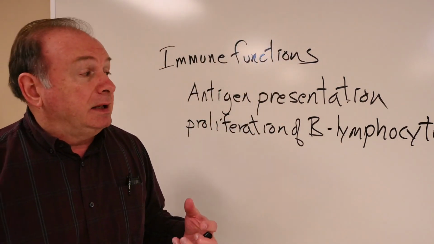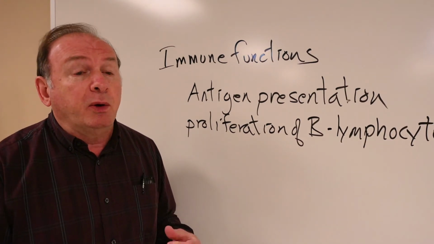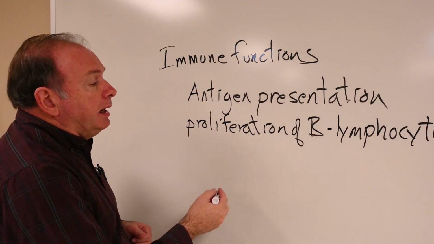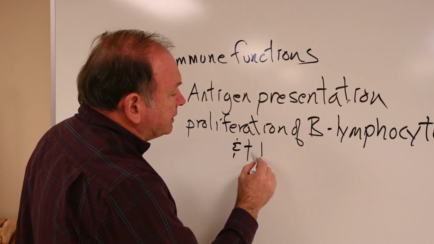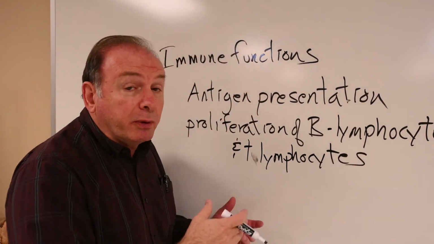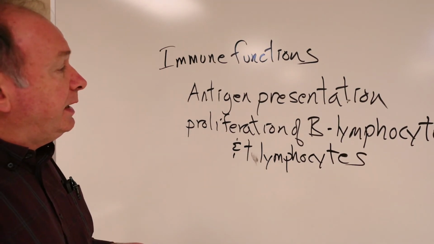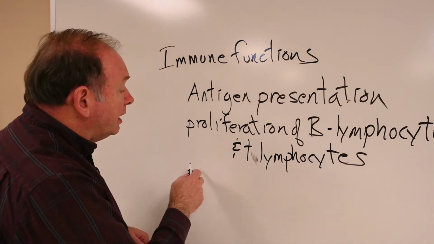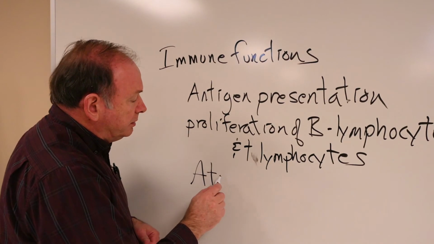Now, the B lymphocytes produce the antibodies, and the B lymphocytes are found primarily in the lymphatic nodules within the spleen. T lymphocytes make up most of the remainder of that white pulp, that aggregation of lymphocytes around the periarterial lymphatic sheath. So we have the presentation, we have the proliferation of those things. Of course, since you're producing the lymphocytes, you have antibody production.